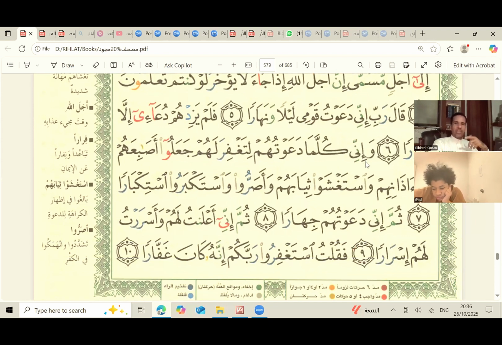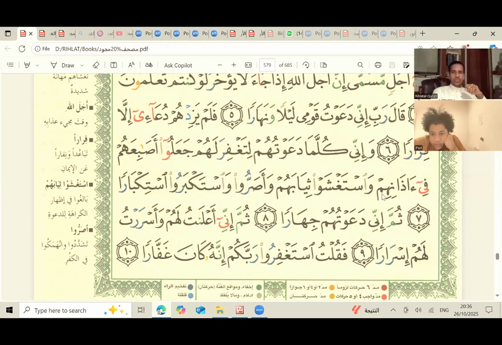Allah says, telling about the reaction of people of Noah: وإني كلما دعوتهم لتغفر لهم جعلوا أصابعهم في آذانهم واستغشوا ثيابهم وأصروا واستكبروا استكبارا. He made da'wah to his people 950 years, but every time they listened to him, they didn't want to listen to Noah. They put their fingers into their ears and covered their faces with clothes, right?